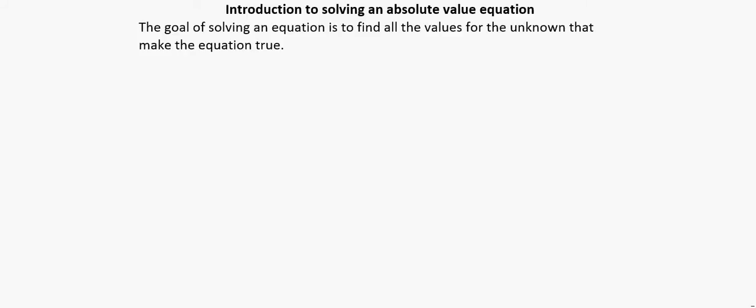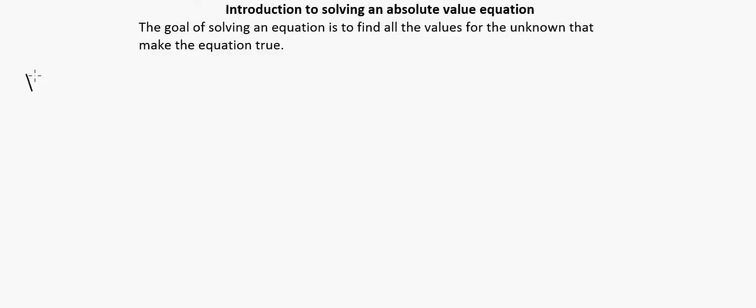Okay, here I'm going to introduce how to solve an absolute value equation. To solve an absolute value equation, I'm going to ask you to remember the fundamental goal of solving an equation. It's the whole purpose of what we're trying to do. The goal of solving an equation is to find all the values for the unknown that make the equation true. So let's remind ourselves what this means by looking at an example from Algebra 1.